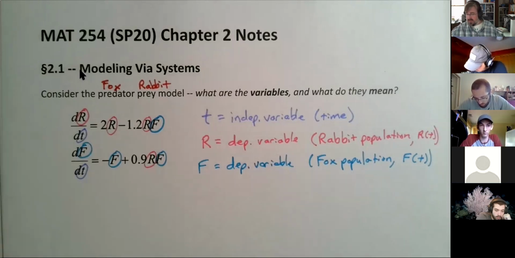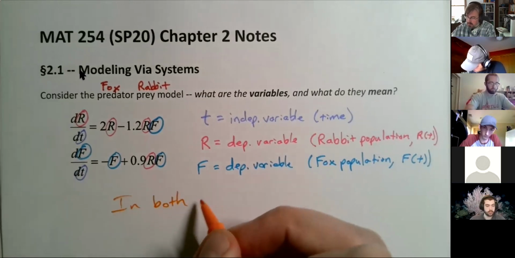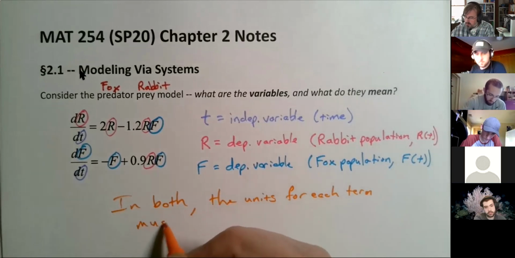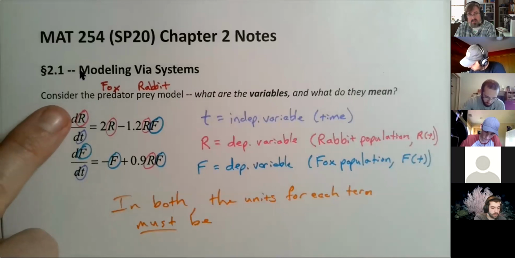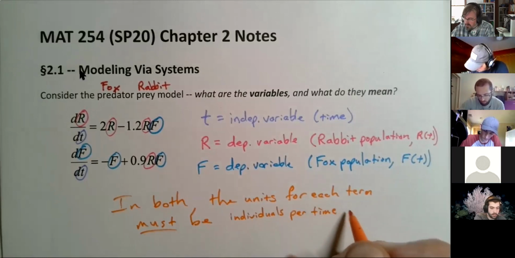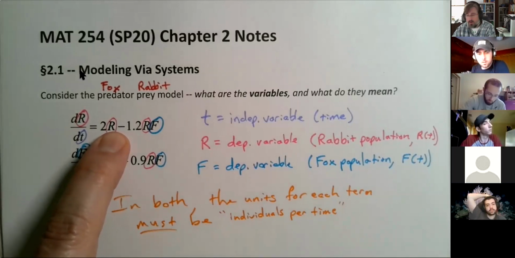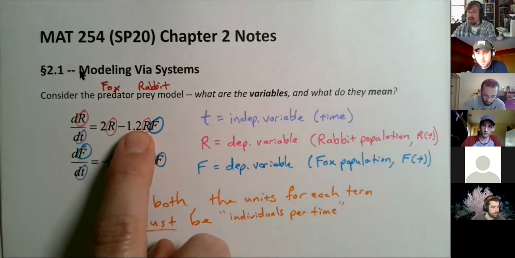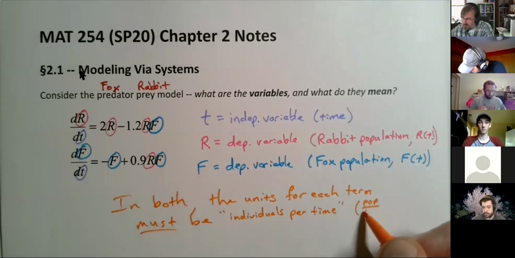And so a couple of things that you probably noticed in looking at this is that in both dR/dt and dF/dt, the units for each term must be, and we take our cue from the left-hand side, individuals, maybe predator, maybe prey, but individuals per time. That means each one of the terms in each one of these equations, that means the 2 times r must have units of individuals per time. So that tells us something about the units on the 2 factor there. And so the 1.2 times R times F, that means the 1.2 has to have specific units, right? And so we can use our unit analysis to make sure what's going on. Individuals per time, or you can think of it as population over time, right?